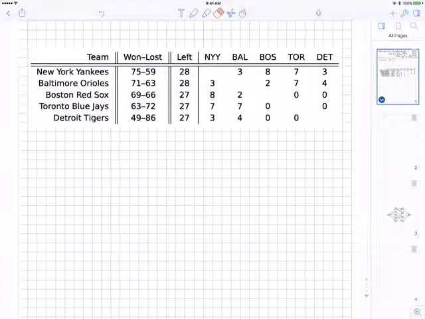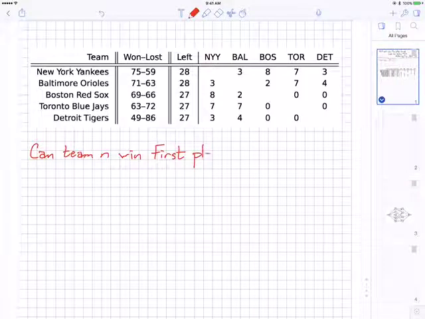The way that I want to think about approaching this problem is, let's try following the logic that we followed in the example arguing that Detroit is mathematically eliminated. So the question is, can Team N win first place?